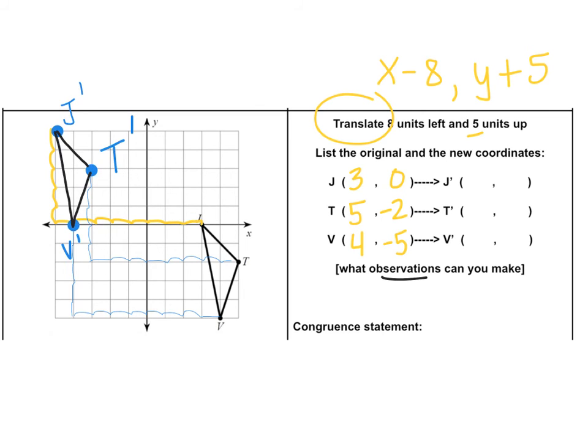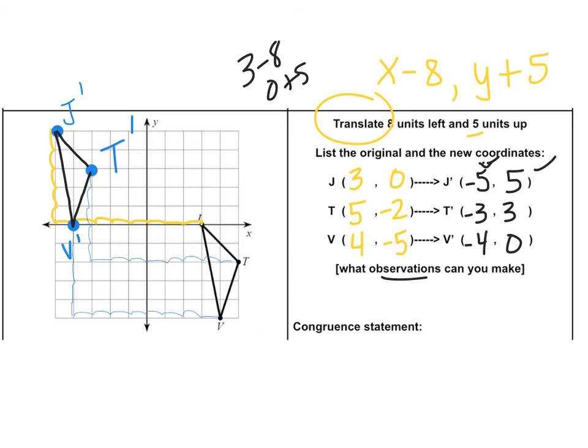So J is back 5, so negative 5, and positive 5. Again, we could do this mathematically. We could do 3 minus 8, which gives us negative 5 right here. And then we could take the 0 and add 5 to it. So we could do this all mathematically. All right, let's see. T is back 3, so that's negative 3, and up 3. And V is back 4, and on the 0.